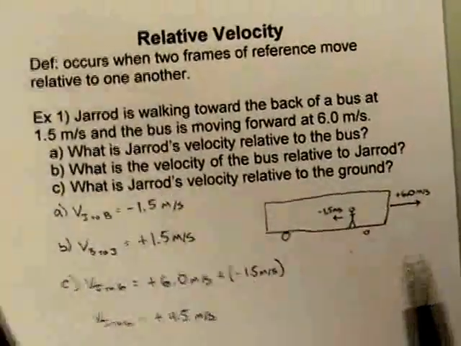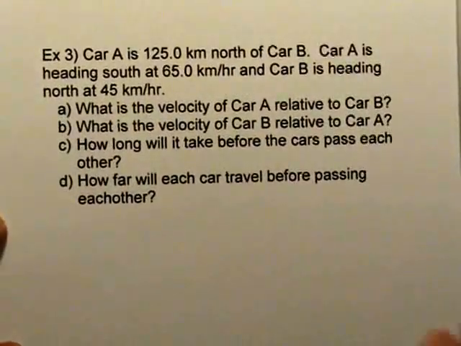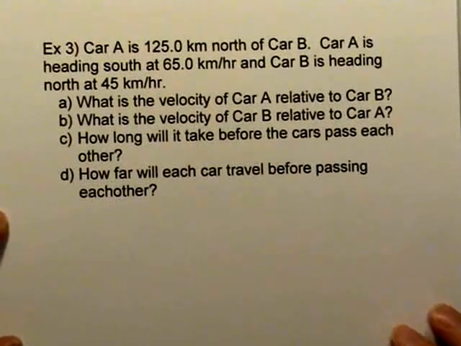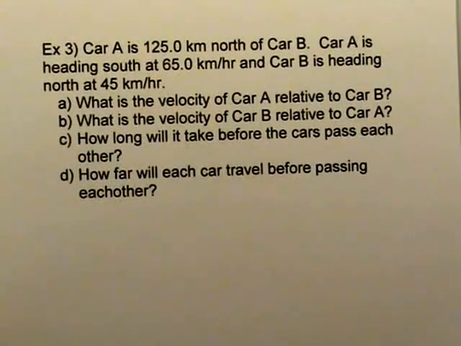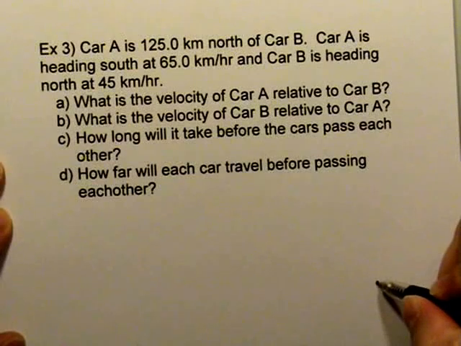Let's take a look at a variation of this problem. In this example, we're going to have two cars traveling. Now the two cars could be traveling towards each other, away from each other. They could both be going in the same direction, but one faster. In this case, we're going to place car A 125 kilometers to the north of car B.